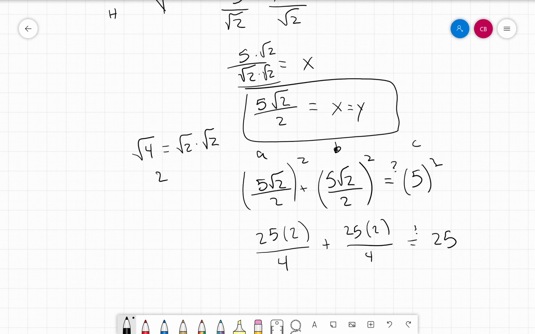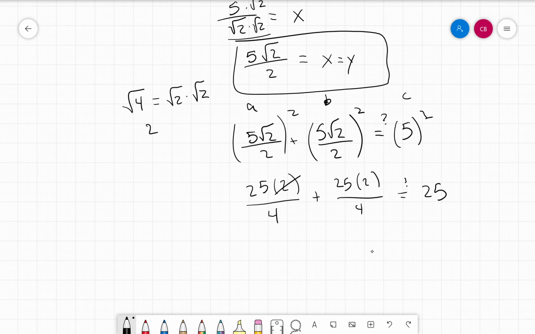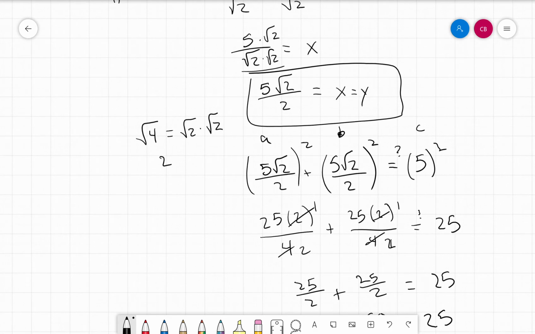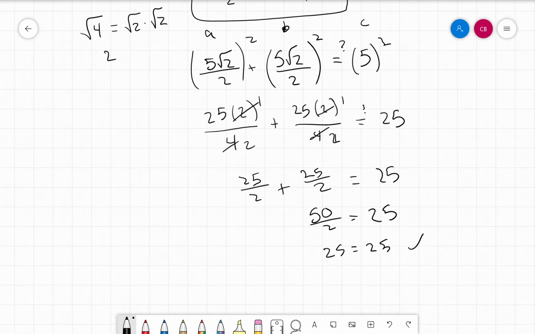So this is 2 over 4, which is 1 over 2. So 25 over 2 plus 25 over 2 is equal to 25, and so this is 50 over 2 is equal to 25, or 25 is equal to 25. And so you can see that this actually does work. This is the actual solution, and therefore that would be your answer for this, and we can make sure that that formula is actually working well.